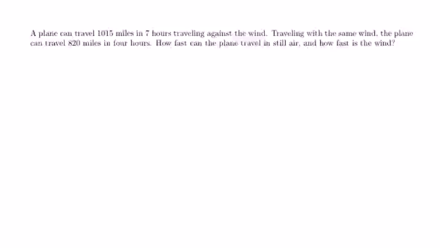A plane can travel 1,015 miles in 7 hours against the wind. What does that mean? Who knows? Traveling with the same wind, the plane can travel 820 miles in 4 hours. How fast can the plane travel, and how fast is the wind? The last two questions give us a hint as to what our variables are.